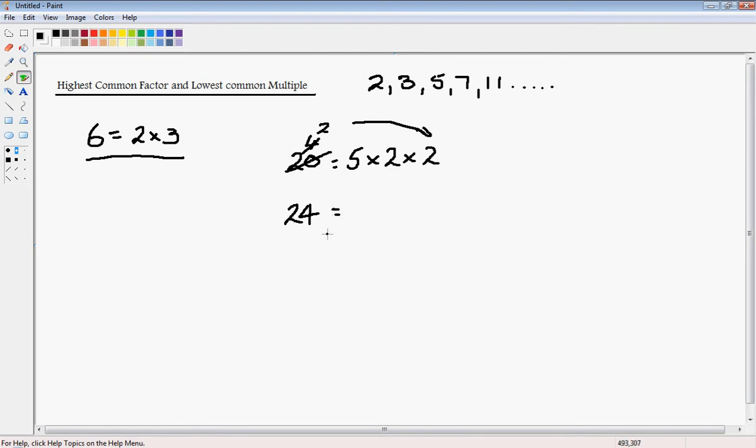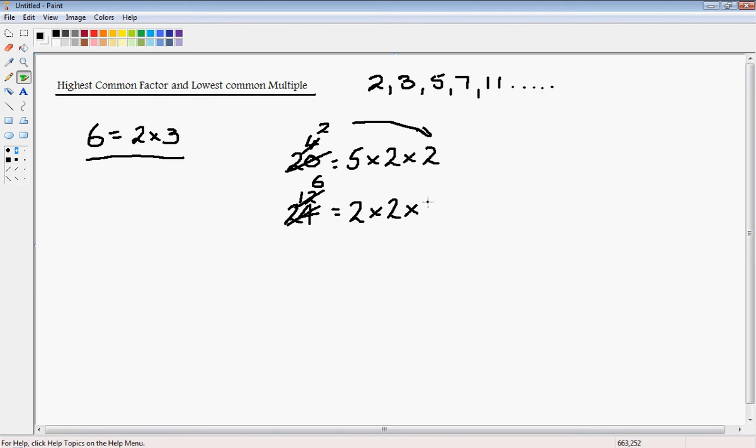Now I do the same with 24. So a prime that will go into 24. Now 2 will go, 3 will go, so let's go with 2. So 2 times something. Now I divide the prime into 24, so 2's into 24 goes 12. Now I find another prime that goes into 12 this time. Again 2 will go into 12. So I divide this prime into this number, so 2's into 12 goes 6.